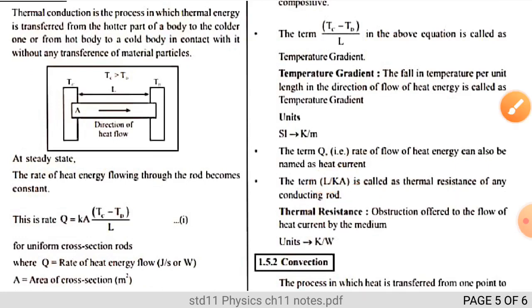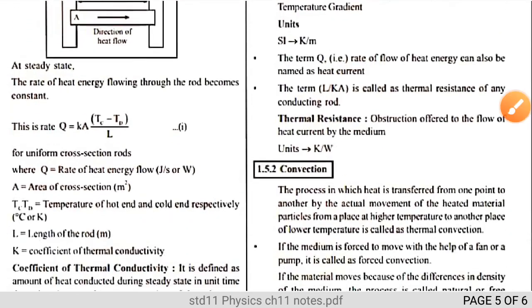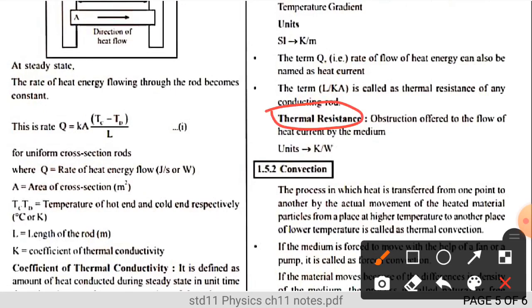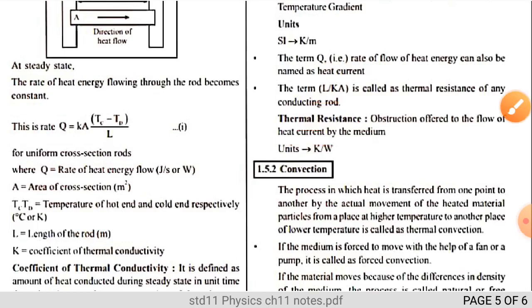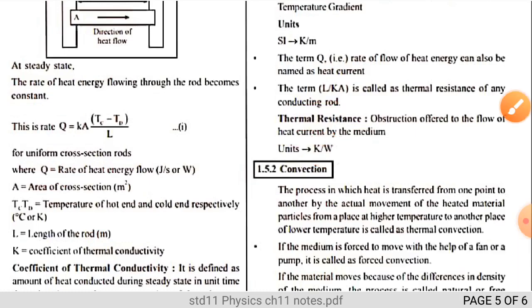See here, all these terms are similar to electricity, right? Electric current, then resistance; here heat current, here thermal resistance, right? So we can compare it with electricity. Now again, thermal resistance. What is resistance? Obstruction. Thermal resistance means the obstruction offered to the flow of heat current by the medium, and the unit of that is Kelvin per watt, right?